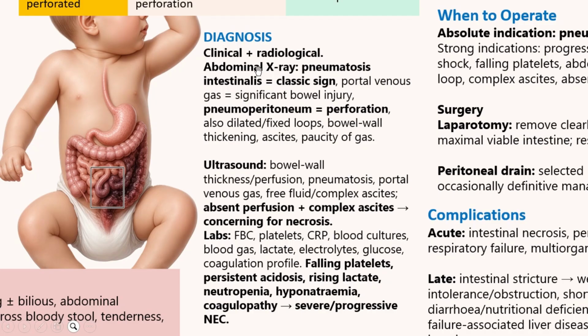And radiologically, you're going to have abdominal X-ray, and you're going to see pneumatosis intestinalis, which is the classic sign. You can also see portal venous gas. You have pneumoperitoneum, which is going to be a sign of perforation.